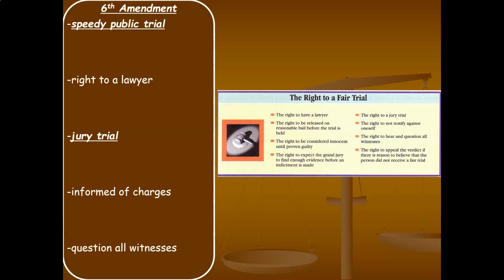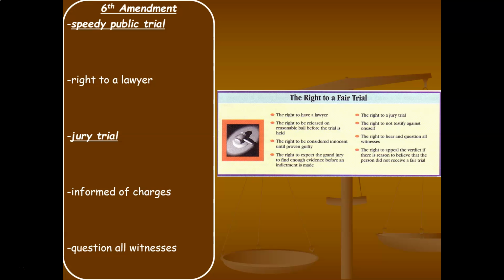First of all, the Sixth Amendment gives you the right to a speedy public trial. Essentially, what that means is that you may be waiting for the trial for a while, but once the trial starts, it will be speedy. You also have the right to an attorney, whether you can afford one or not. If you cannot afford one, one will be appointed to you. You're also entitled to a jury trial, where they will give you a jury of your peers to determine whether you are innocent or guilty.